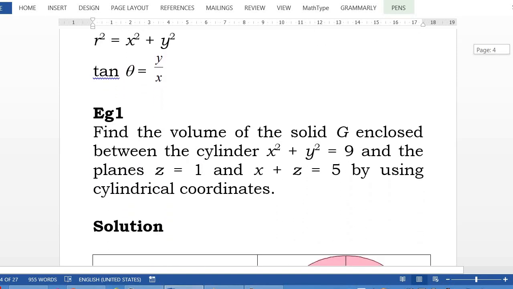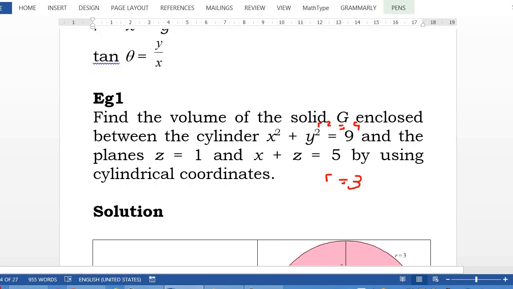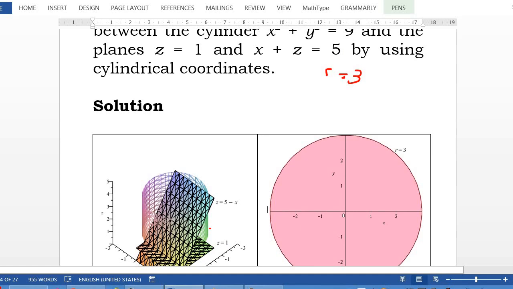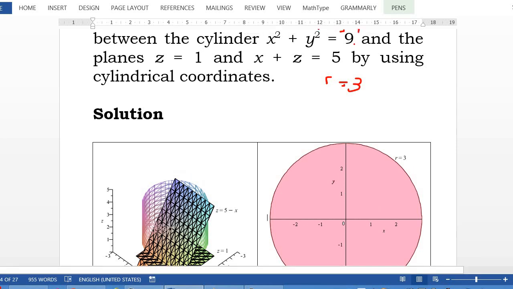For example 1, find the volume of the solid G enclosed between the cylinder x squared plus y squared equal to 9, so you have r squared equal to 9, or r equal to 3, and the planes z equal to 1 and x plus z equal to 5. Let's look at the solid G here. The cylinder is r equal to 3, because from x squared plus y squared equal to 9, r will be equal to 3.